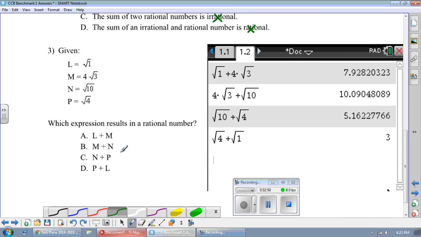Number 3, we are asked which expression results in a rational number. A rational number is a decimal that ends or a fraction. So when we type in each of the expressions with the pluses and then the different numbers that we are given, we get this over here. If we just pick the one that doesn't look like the others, obviously 3 doesn't look like the others, that is the rational number. So that was square root of 4 plus square root of 1, L plus P, P plus L, they have it backwards.